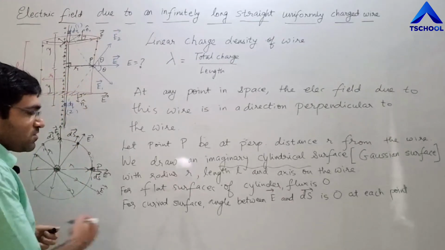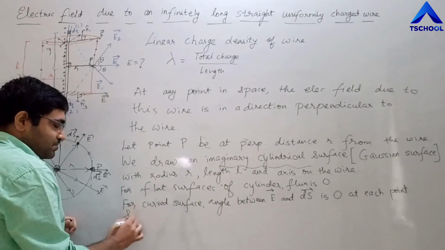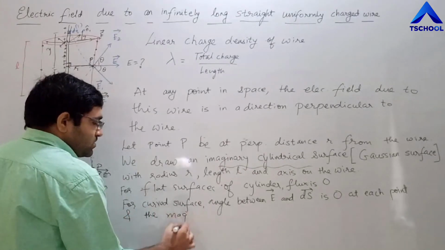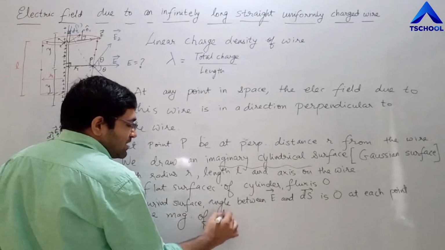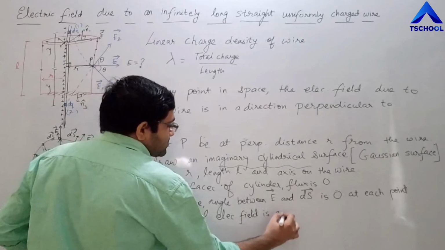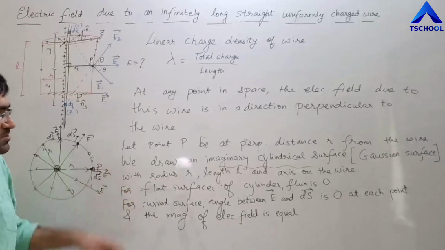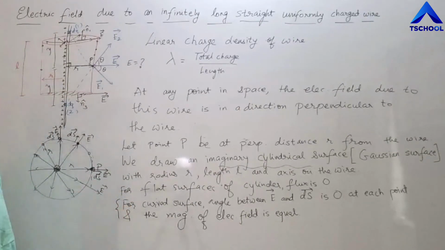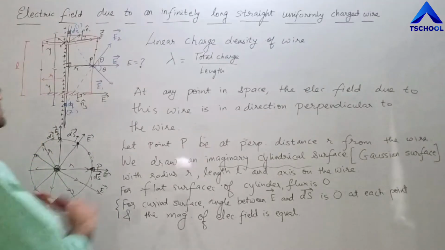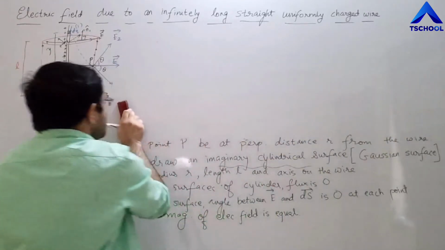right? So for the curved surface, the angle is 0 between E and ds, and not only that, the magnitude of the electric field is equal, right? Okay, so based on these two ideas, we are going to do the integration, right? So let me erase this and we'll do the integration now. So let's see what happens.